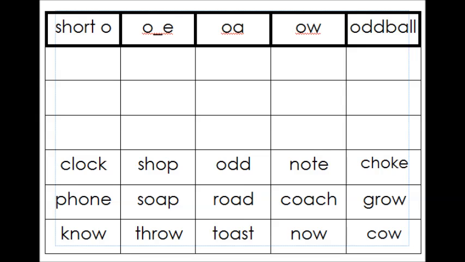Alright, we are continuing with our vowels. We need to continue to hear the difference between a short vowel and a long vowel. We've already completed our work on short A, long A. Short A says a, long A says a.